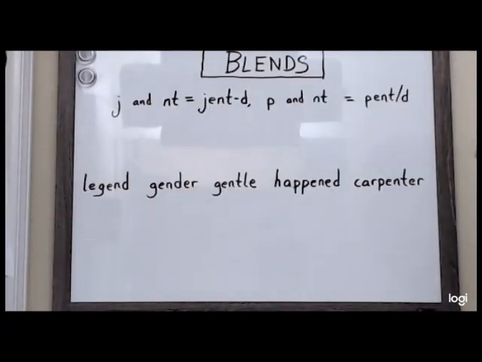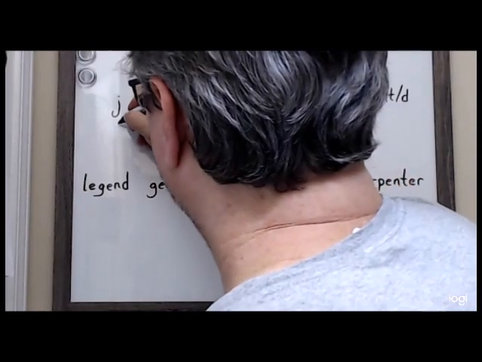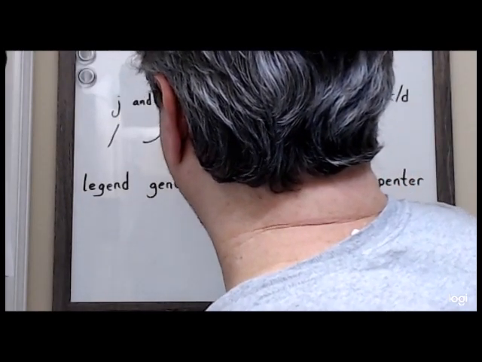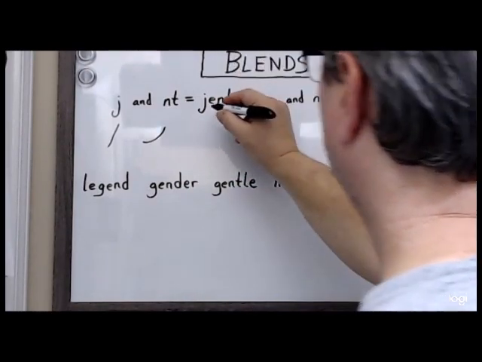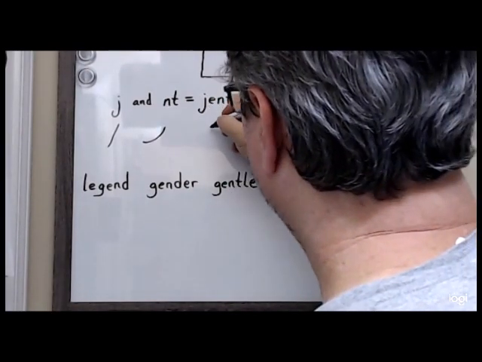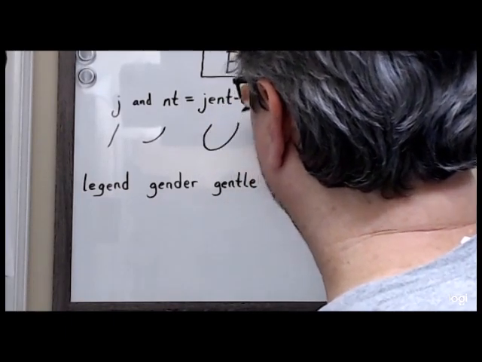Next, we will discuss a few blends. By rounding off the angle, the following useful signs for syllables are obtained. So, for the J and NT, we get the gent or gend sound. So they are blended together in one curve underneath this.